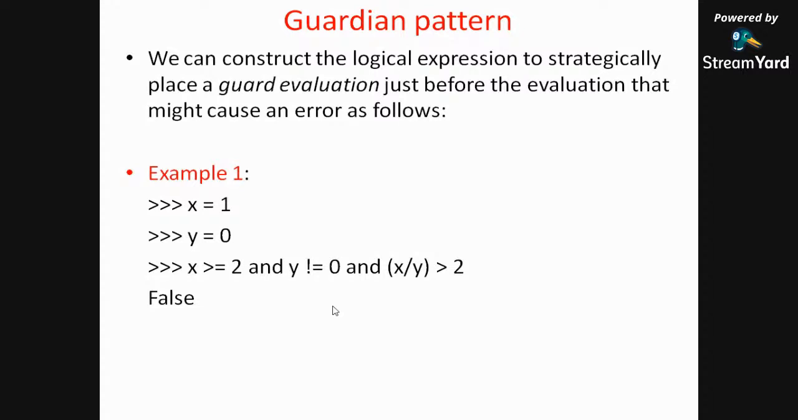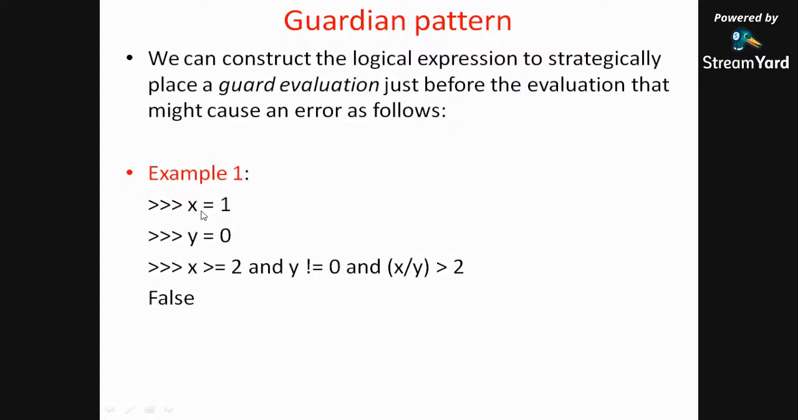you have to provide a pattern that is called a guardian pattern. That means we can construct the logical expressions to place a guardian evaluation just before the evaluation which causes an error. If you think there is an error occurring in some logical expression, you can provide a guardian evaluation so that it won't display the error message. Just see the example here. That pattern is called a guardian pattern. Now we'll see how we can provide such a guardian pattern.